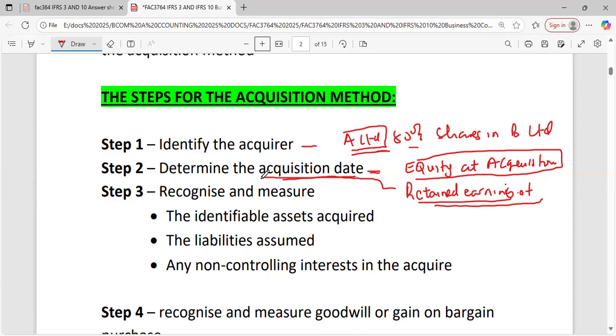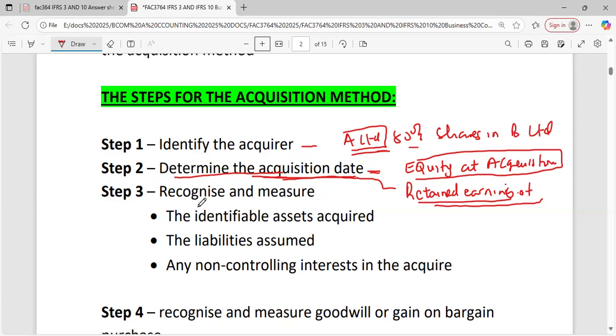So that's why you should always be able to see the date of acquisition, so that you can determine since acquisition to the date of consolidation, how much profit the company made, so that that profit can now be shared between the acquirer and the subsidiary. So that's basically why you should be able to determine the acquisition date.